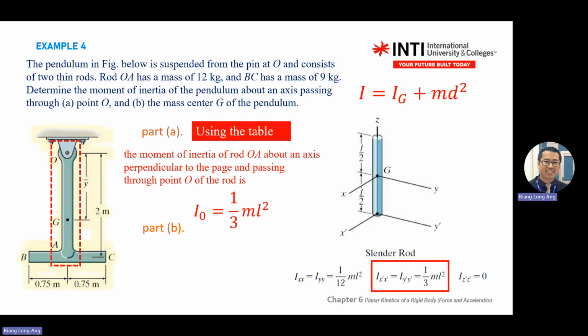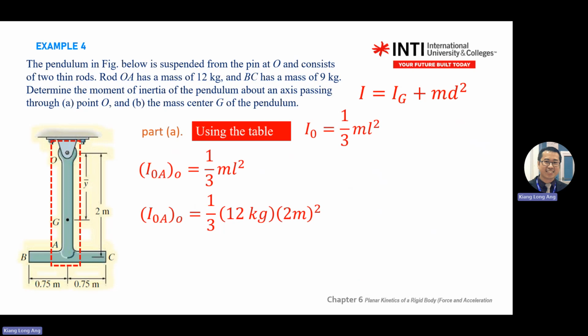So you read from here: 1/3 ml squared. Where is your L? You measure. This is L, from here to here is L. Your L is 2. The rest you just substitute.